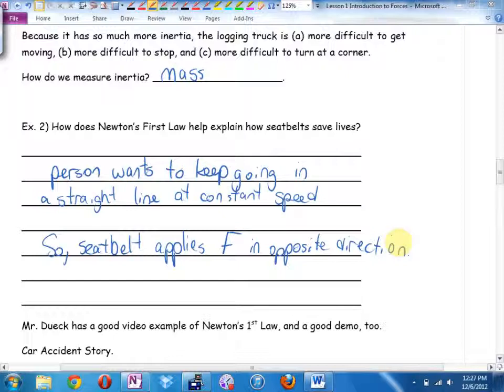So I wrote down here car accident story. Good demo. I'll show you a video in a second. So the demo, Kayvon stayed dry. Woohoo! The old magician pulling the cloth out from underneath the dishes.